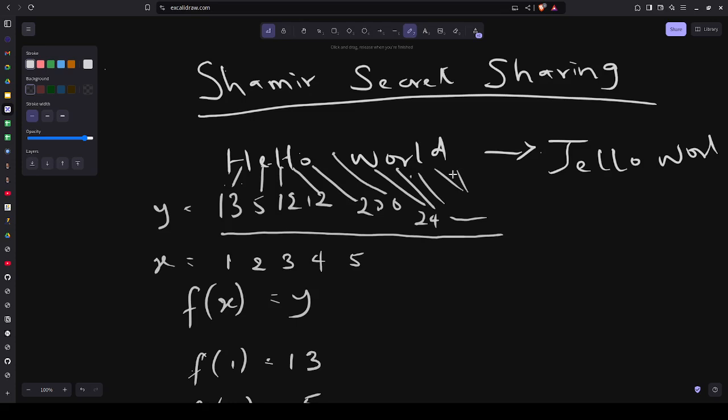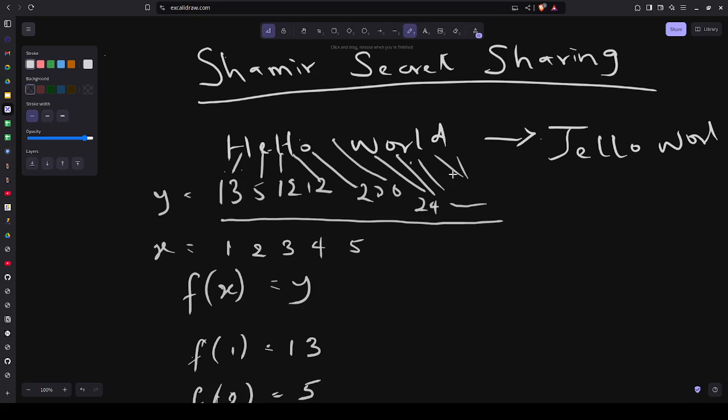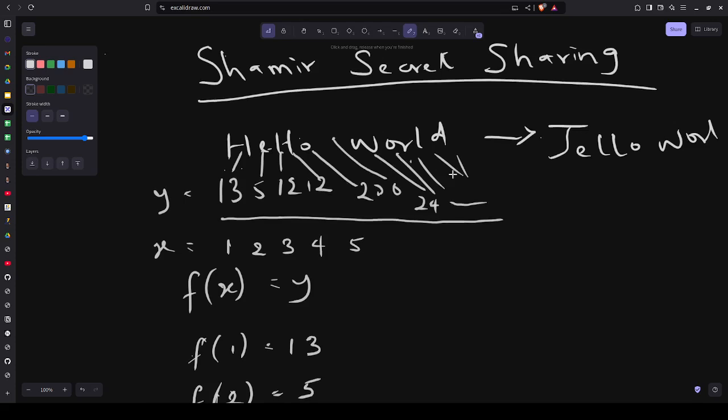So we want a situation where, let's say we place a threshold of 3, maybe we have 10 people. We share that secret between the 10 of them. We give them just a part of the secret, not the whole secret. And we want a situation where if the threshold is 3, if 3 people come together, they can reconstruct the original secret. Right? And it can be any random 3.